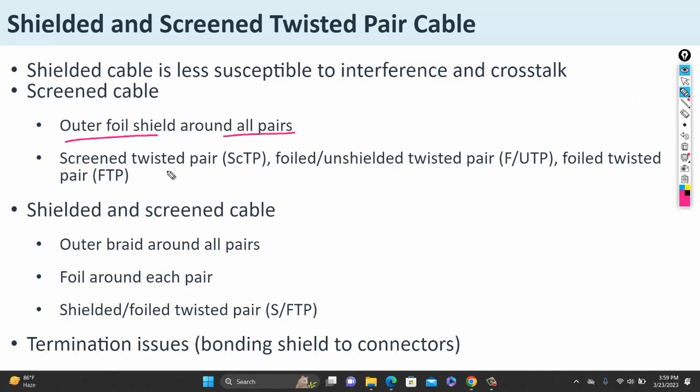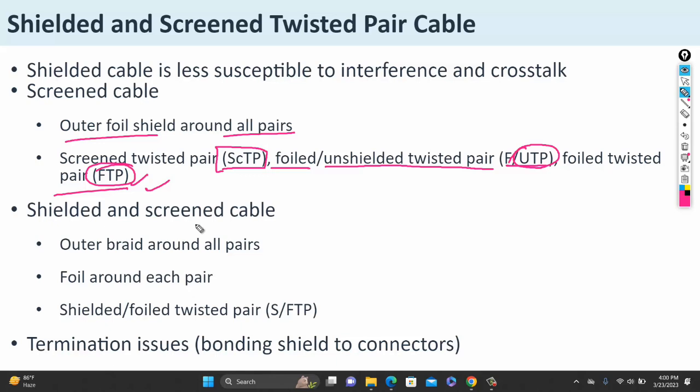In a shielded pair, the outer foil shield is around all pairs, and it is called screened twisted pair, SCTP. If it is foiled, it is called FTP, foiled twisted pair. If unshielded, it is called UTP. These are the cable names. Once you see the name, you can understand whether it is foiled or unshielded. Why do you need to know that? If you are going to make a connection and want to wire the cable, it is necessary to understand the types of cables.